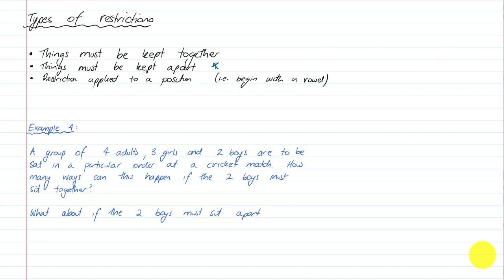The easiest way to do things that must be kept apart is to consider how many ways there are of keeping them together, and how many ways there are where we don't care whether they're kept together or apart, and then do a subtraction. So I'll show you this in example 4.